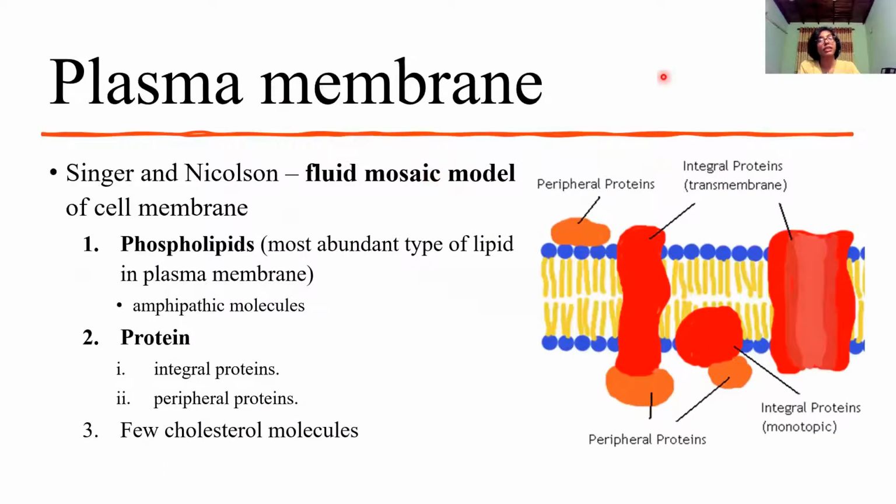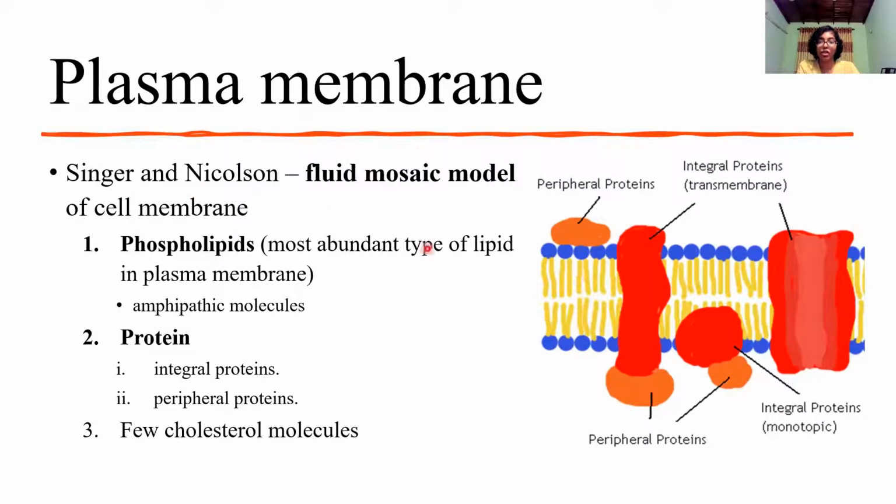So the plasma membrane is actually not an organelle, but this is the outer border of our cell. So the fluid mosaic model of the cell membrane, we all know that Singer and Nicolson actually proposed this model. So what is this fluid and what is this mosaic? Phospholipids are this fluid.